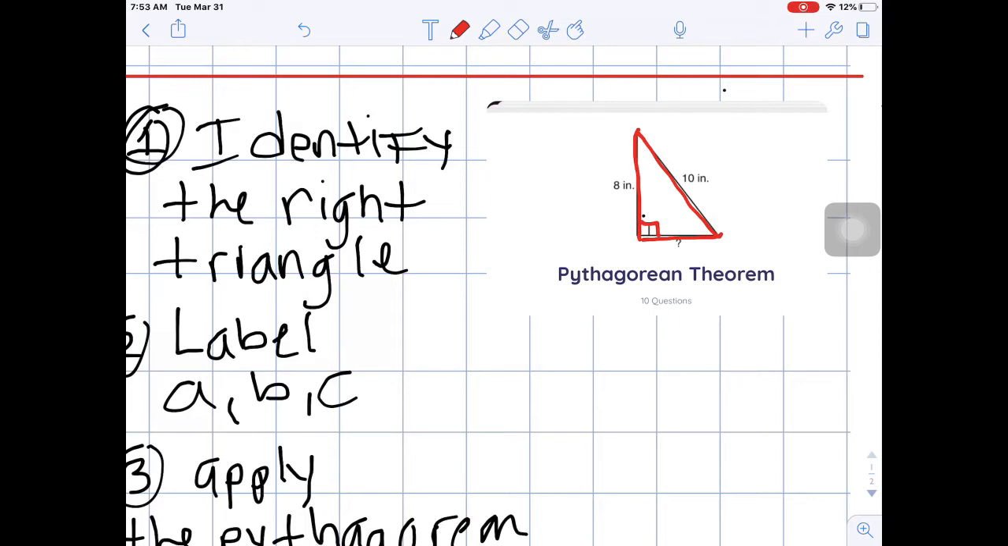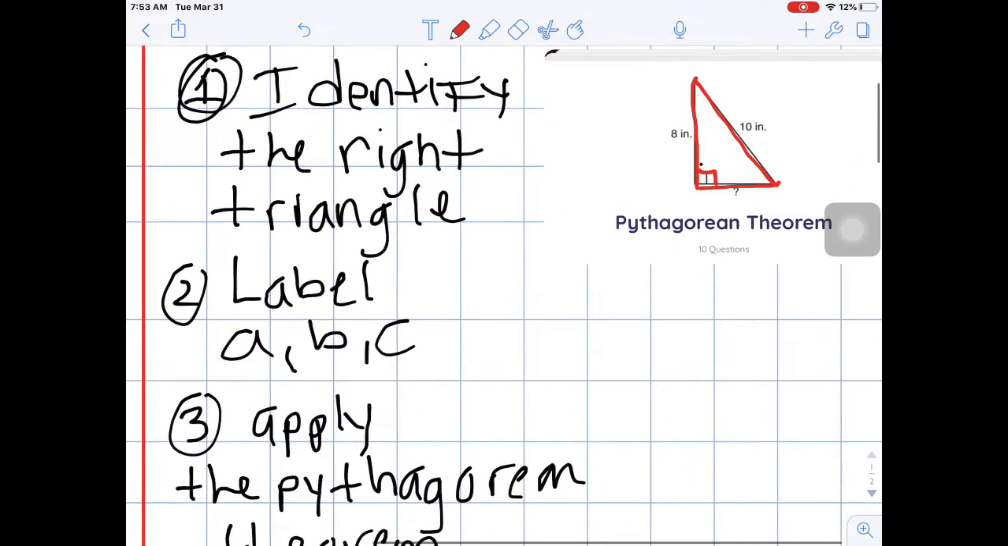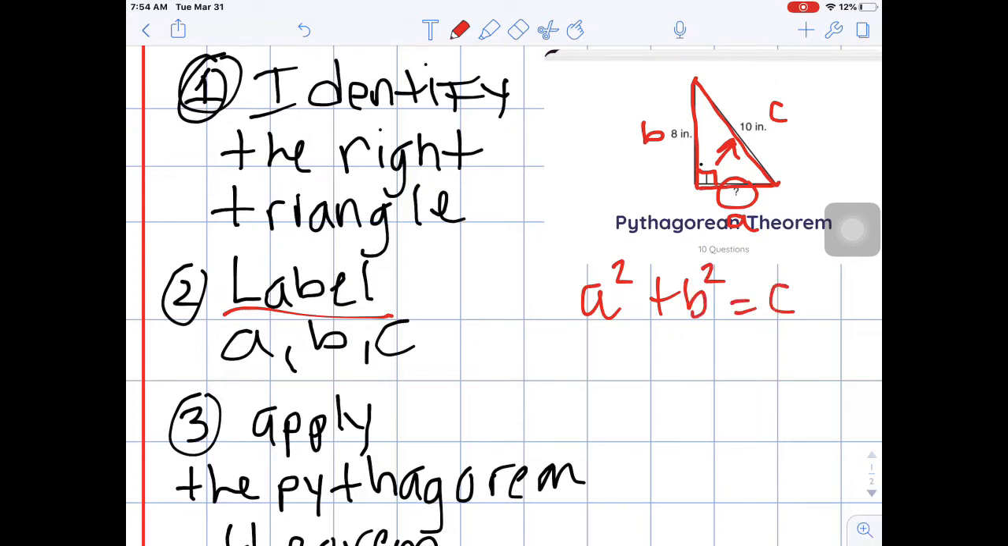There's the right angle. That means that it is the right triangle, so we can find the missing distance by using the Pythagorean theorem. So I need to label A, B, and C. I know A is the smaller side, B is the medium side, and C is always across from the right angle, or C is the longest side. They also call it the hypotenuse. Once I do that, then I can apply the Pythagorean theorem, which says that a squared plus b squared should equal c squared.